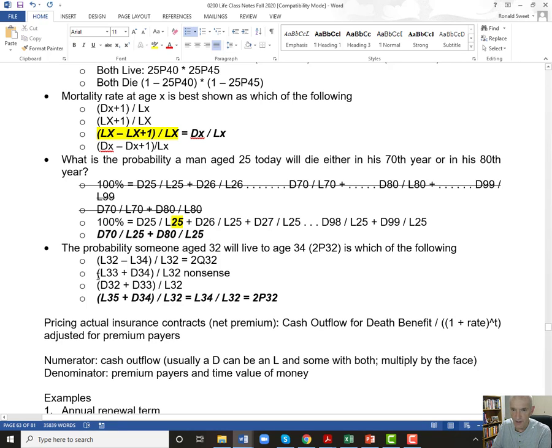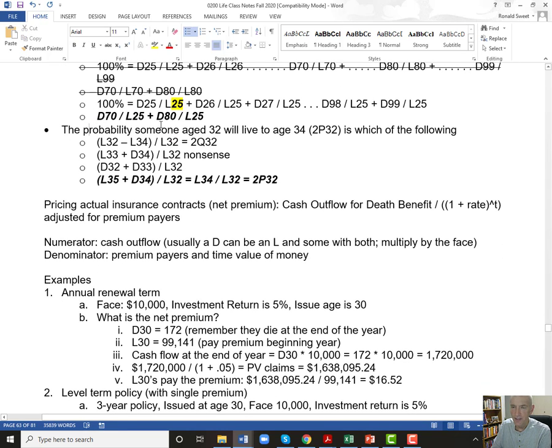One last kind of crazy one. The probability someone age 32 will live to be age 34. Now we know that's 2p32, but looking at these two, L32 minus L34, it's in the right order, but that's the probability of them dying. That's the 2q32. L33 plus D34, that doesn't make sense to us. That doesn't make sense at all.